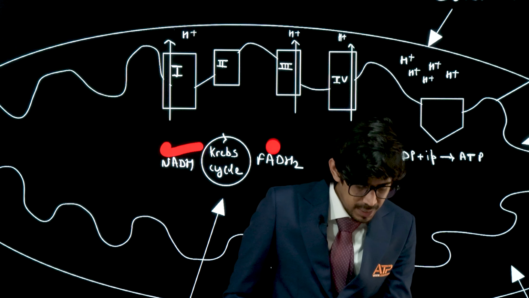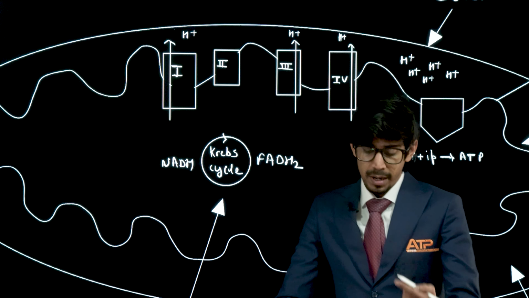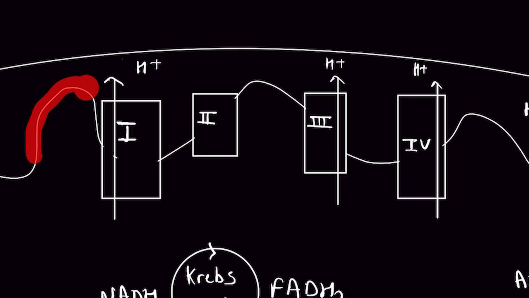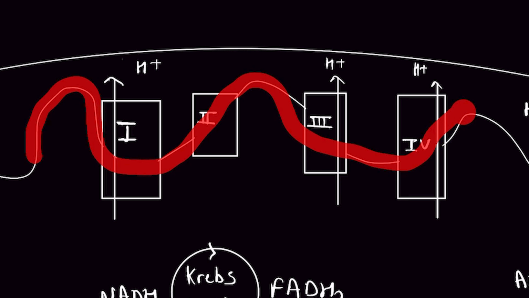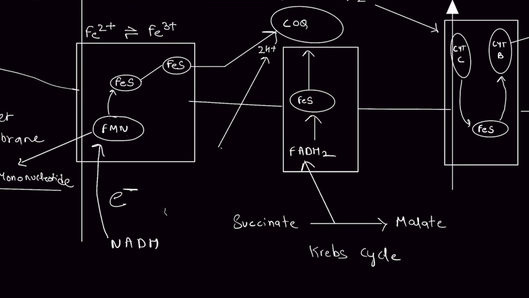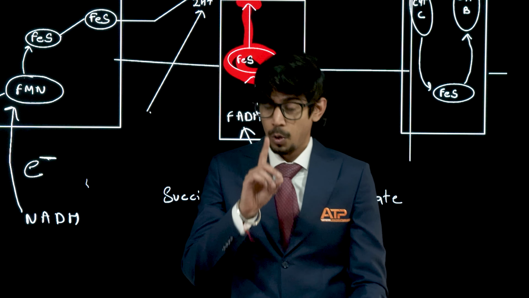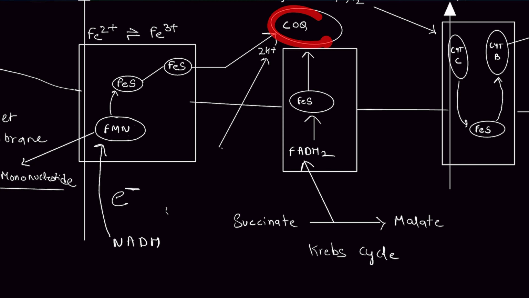Now these NADH and FADH2, they enter into the electron transport system, which takes place in the inner membrane of mitochondria. And this ferredoxin will also give its electron to coenzyme Q. So now see, coenzyme Q is receiving the electron from the complex 1 and from the complex 2.